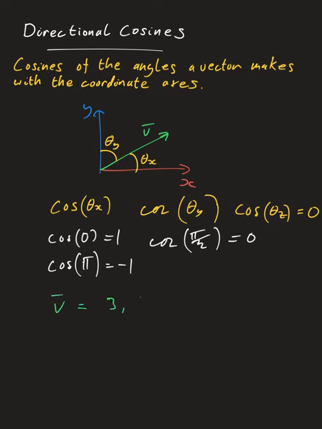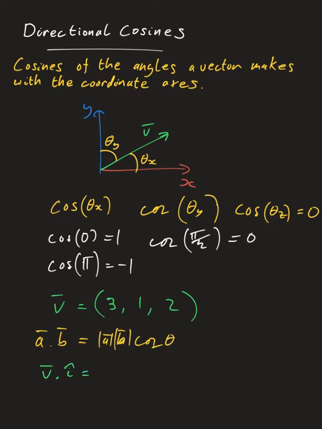Let's say I'm given a vector v. Let's say it's 3, 1, 2 as a column vector. Those are the components in the x, y, and z, or the i, j, and k directions. How do I calculate the directional cosines? Well, remember that cosine is associated with the dot product. So if I have a dot b, that's just the product of the magnitudes times the cosine of the angle between them.